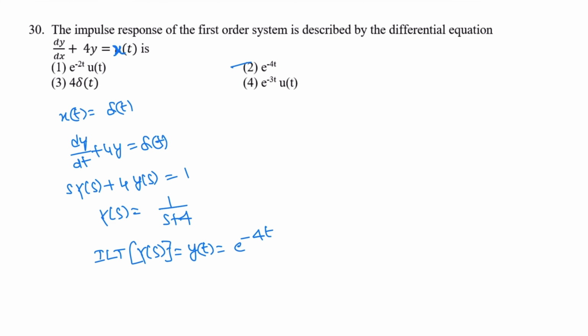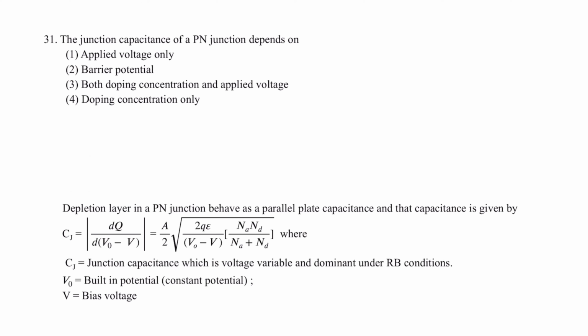Next question. The junction capacitance of the PN junction diode depends on... The depletion layer in a PN junction behaves like a parallel plate capacitor, and that capacitance is given as Cj equal to dq by d of (V naught minus V), where V naught is the built-in potential or constant potential, V is the bias voltage, and Cj is the junction capacitance, which is voltage variable and dominant under reverse bias conditions. So the correct option is 3.